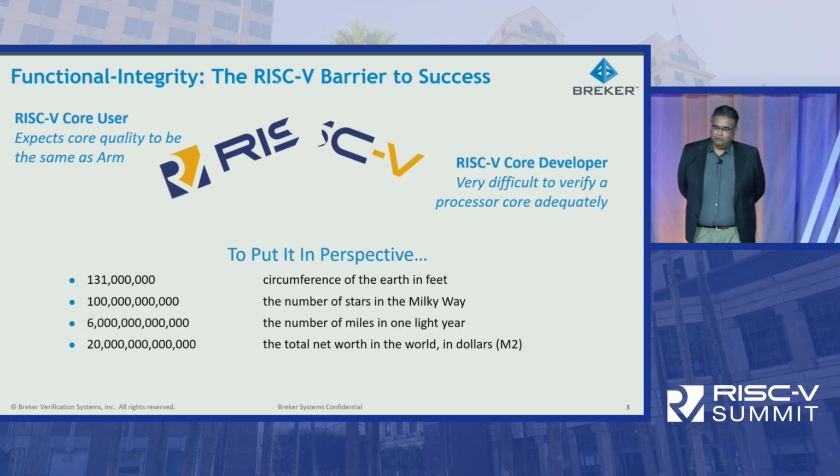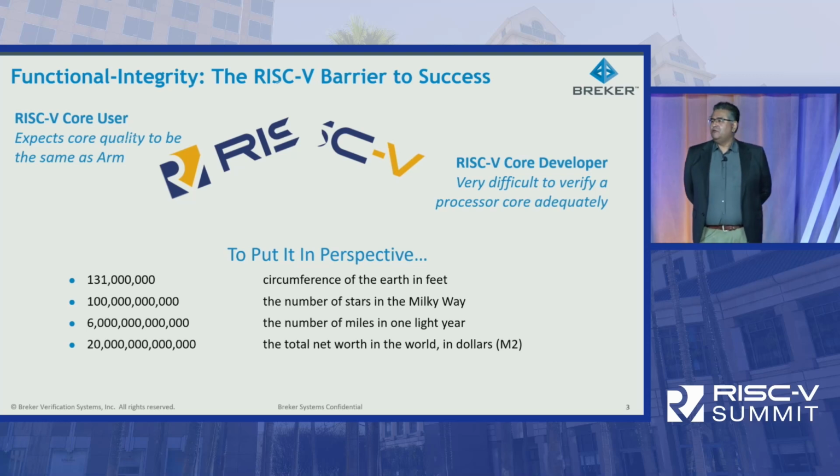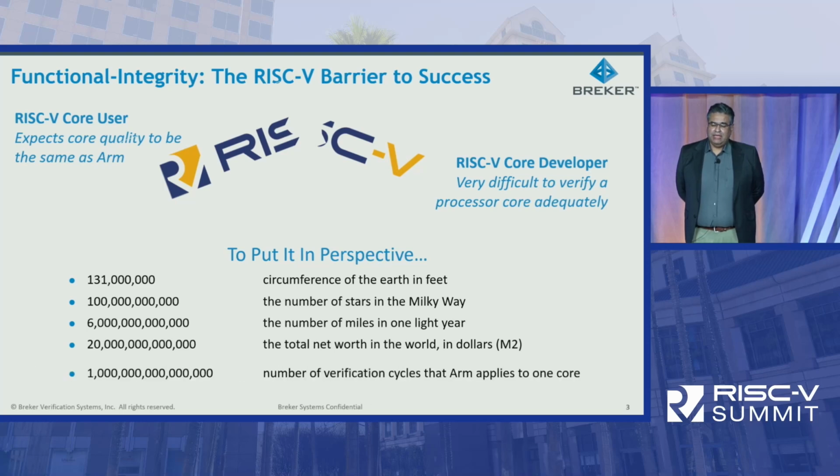Okay, some big numbers, right? How big around is the Earth? How many stars in the galaxy, and so on. Against all of that, look at how many cycles ARM will spend on each generation of the CPU design. It's a big, big number. How do we catch up?